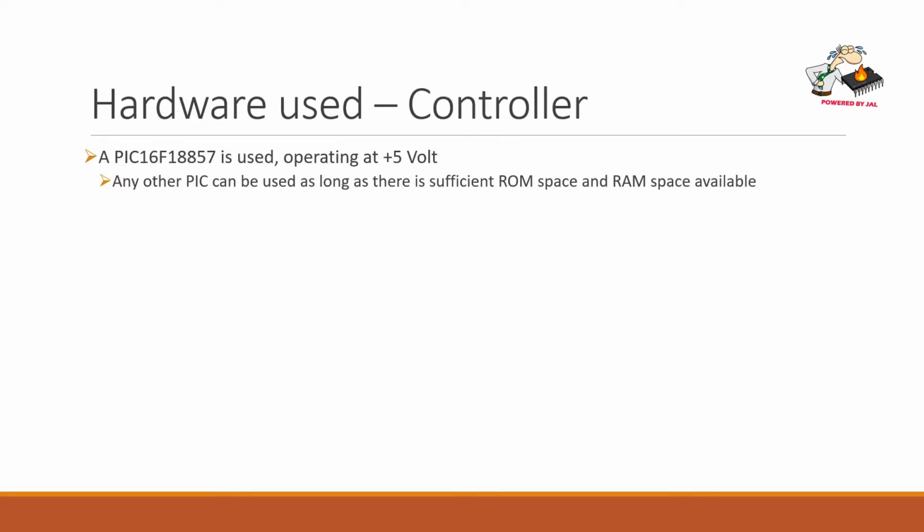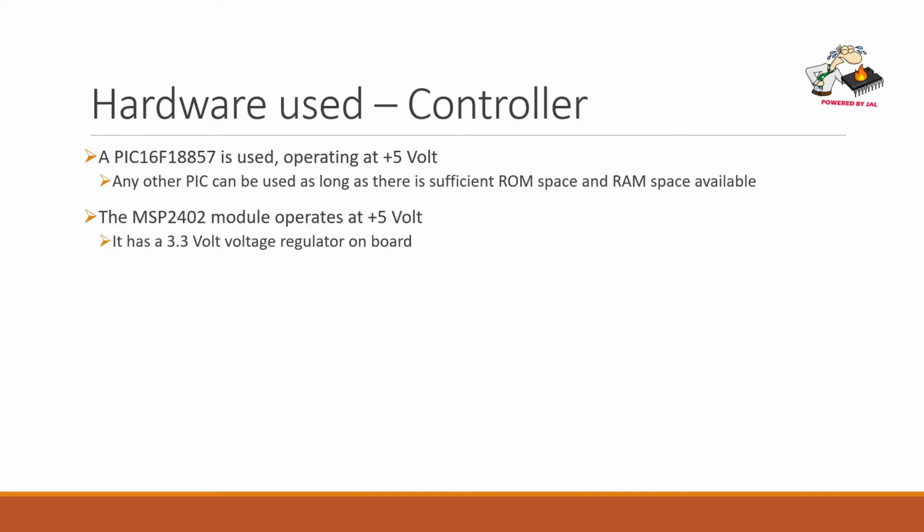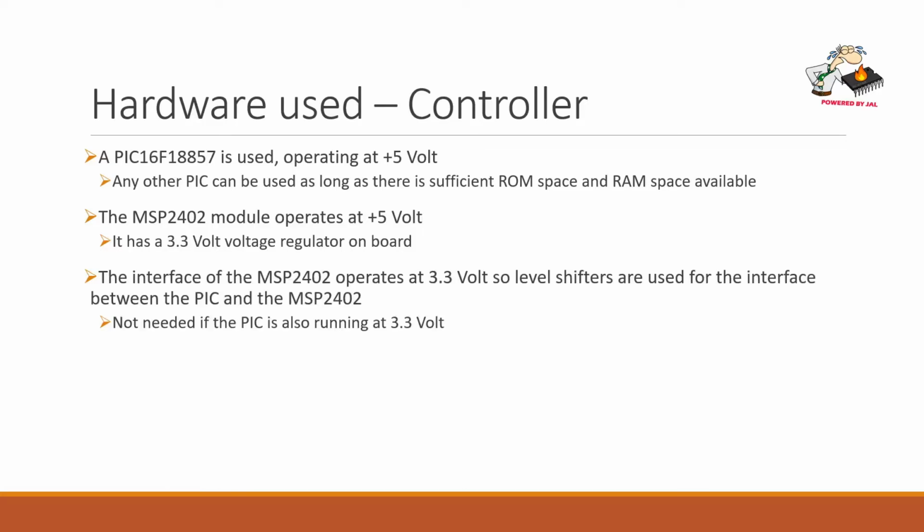For the controller I'm using a PIC 16F18857 which operates at 5V, but you can use any other PIC as long as there's sufficient ROM space and sufficient RAM space. The MSP module operates at 5V, but it has an onboard 3.3V regulator. The interface signals are at 3.3V, so you need level shifters between the PIC and the MSP2402. Of course, this is not needed if the PIC is also running at 3.3V.